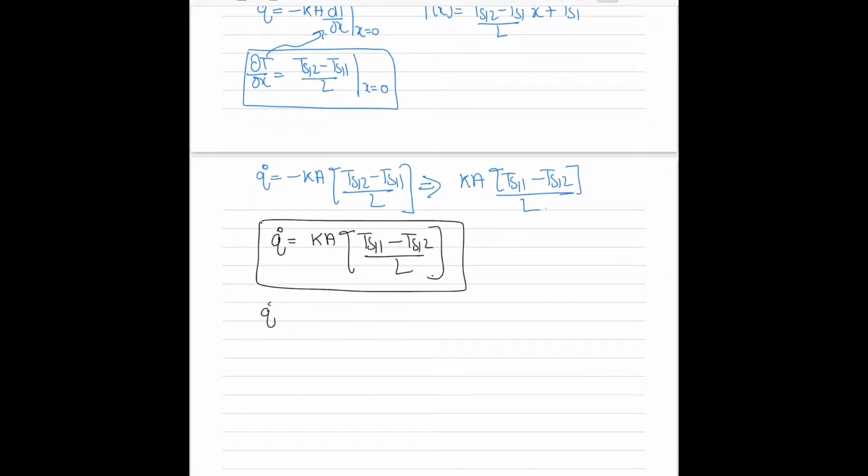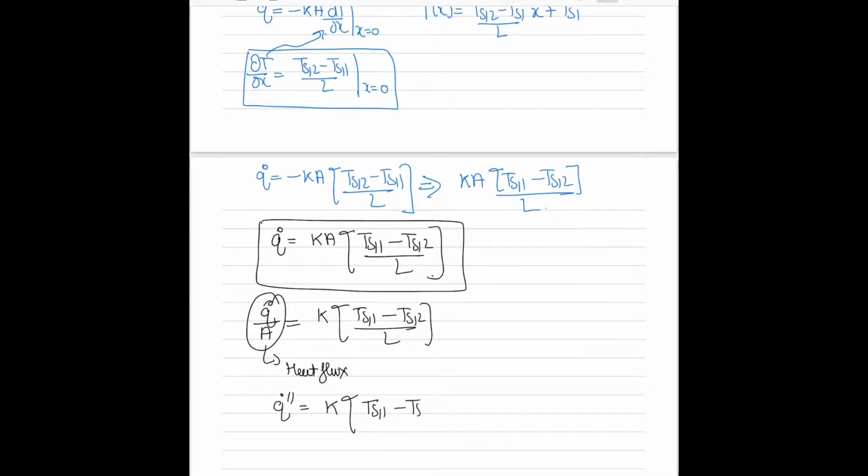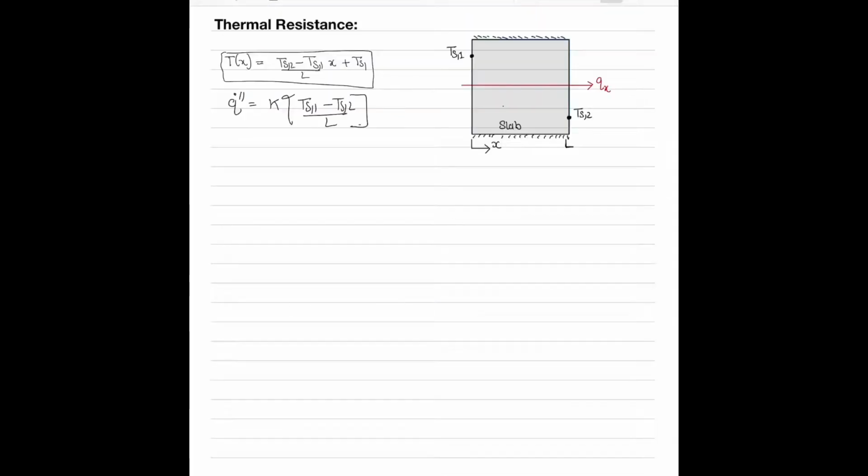With a little more modification, we can write this as K Ts1 minus Ts2 divided by L, and this is our heat flux, which can be represented as Q double dot equal to K Ts1 minus Ts2 divided by L. So till now I have derived the temperature distribution and the heat flux in the slab.